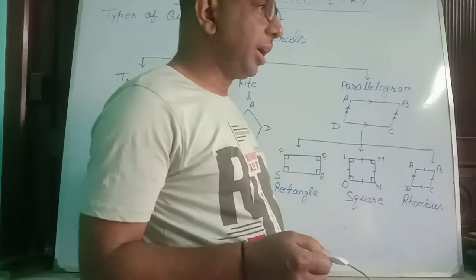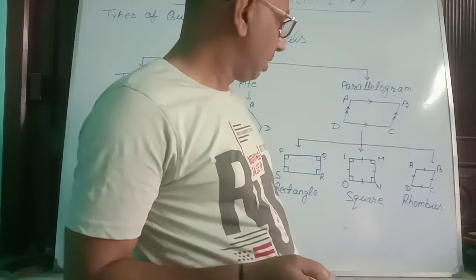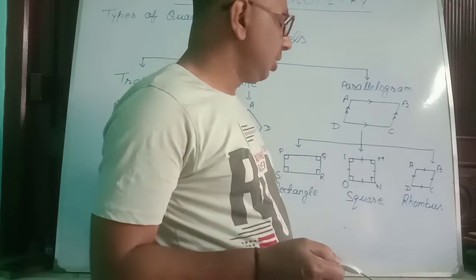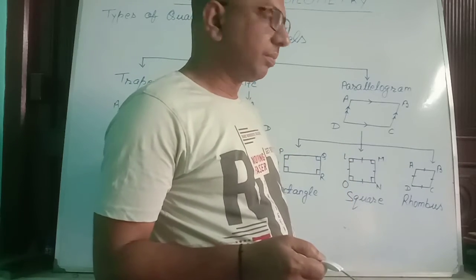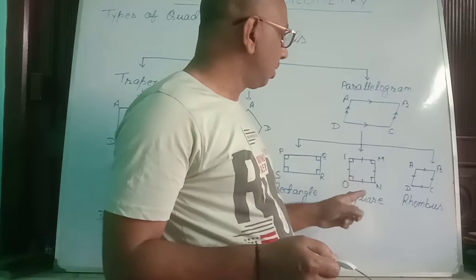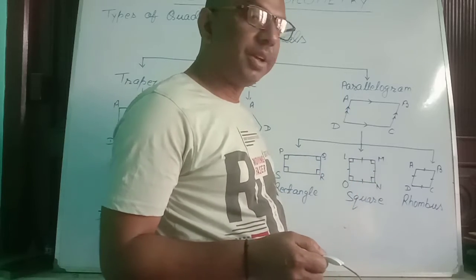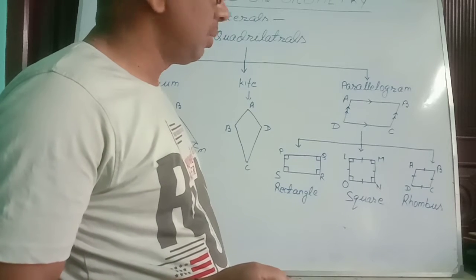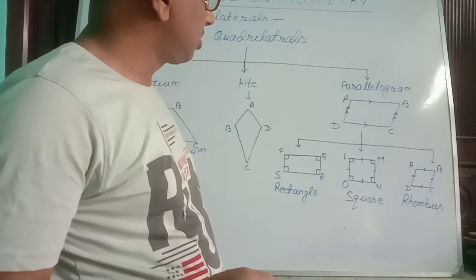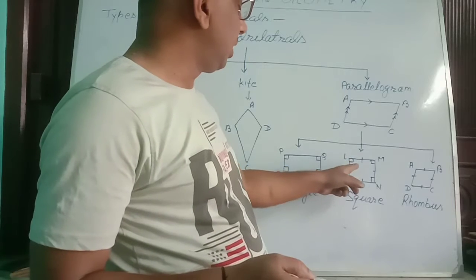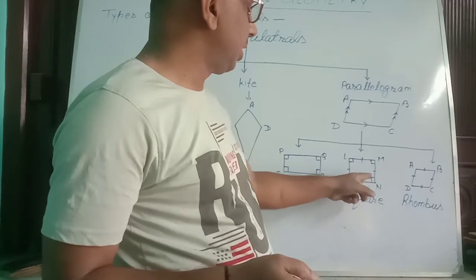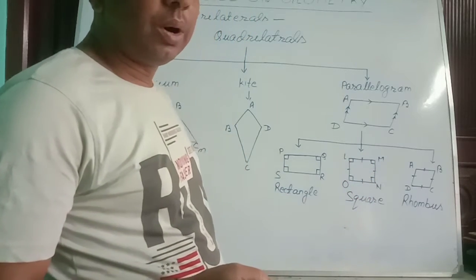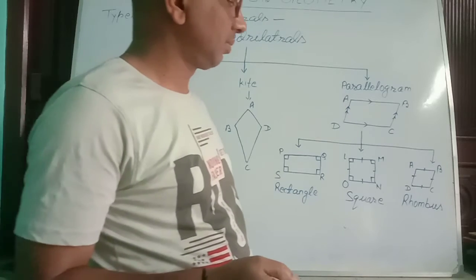Now you come to the square. LMNO is a square in which all sides are equal and each angle is 90 degrees. Sides LM, MN, ON and OL, these are equal sides and each angle, angle L, angle M, angle N, angle O, all these are right angles.